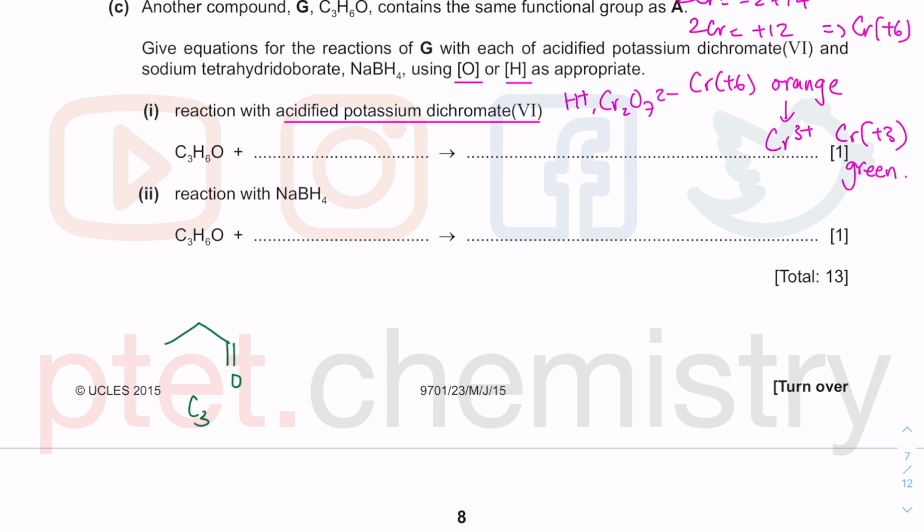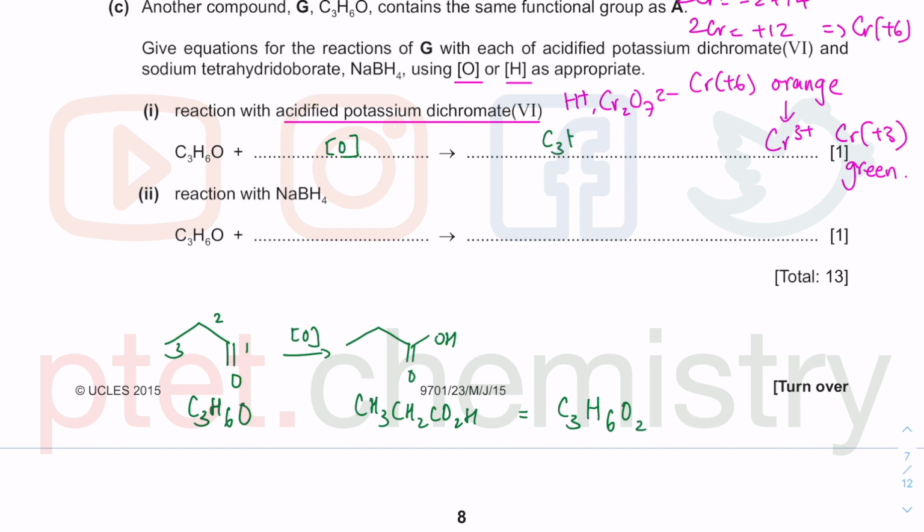So C3H6O, am I correct? So 3 carbons, 1, 2, and 3. CH3, CH2, CHO, 3, 4, 5, 6. So C3H6O. We're going to oxidize that. It's going to go to carboxylic acid. And then when it gets oxidized to carboxylic acid, we have CH3, CH2, CO2H, which is equal to 3 carbons, 3, 4, 5, 6 hydrogen, and O2. So C3H6O2. And this equation is balanced in terms of carbon. 6 hydrogen and 6 hydrogen, 1 oxygen plus 1 oxygen, 2 oxygen. This equation is balanced now.